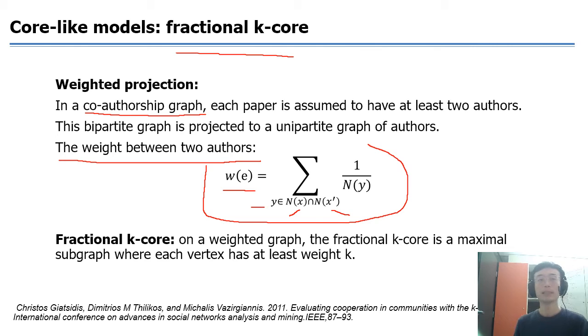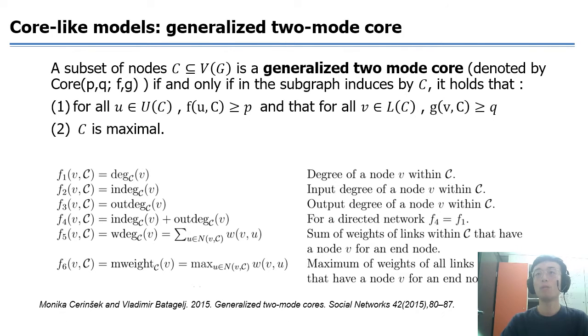However, such a projection method often suffers from two major drawbacks. Firstly, it will cause edge explosion, which means the number of edges of the projected graph can be much larger than that of the original graph. Also, it can cause ambiguity because of the information loss of one entire vertex layer. To avoid such graph projection, the generalized two-mode core is proposed on bipartite graphs by directly extending the k-core model.